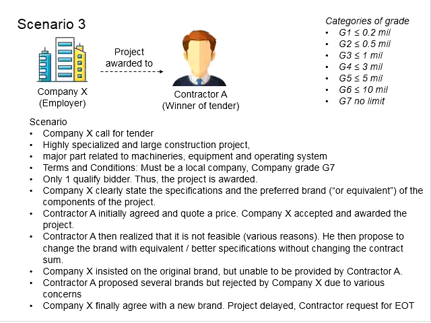And this goes on and off, where Contractor A continuously proposed new brands, but they were rejected by Company X. As a result, the project was delayed. After long negotiations, Company X finally agreed to a brand which, in its perception, was the best possible outcome out of the other alternative brands. Eventually, the project was delayed, and the contractor requested for EOT, extension of time.